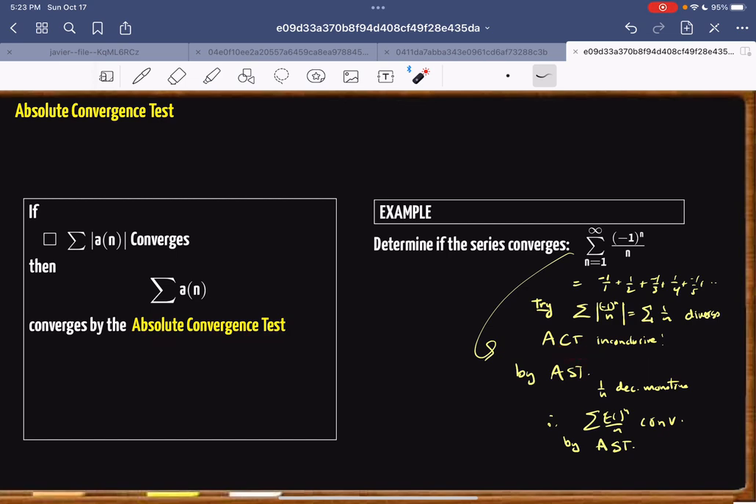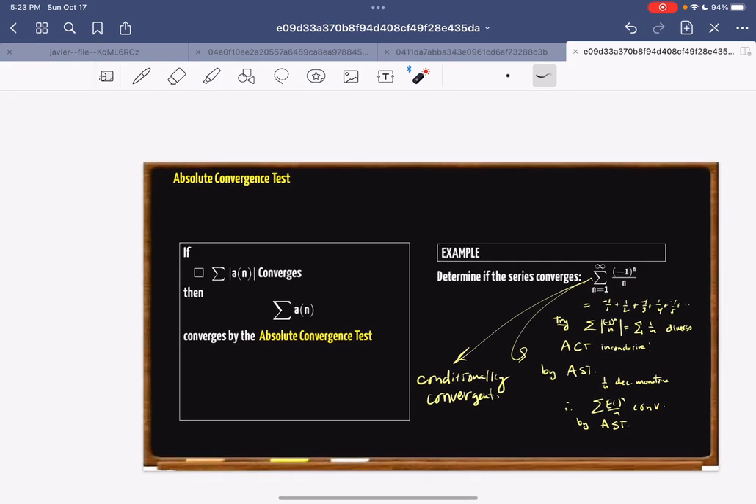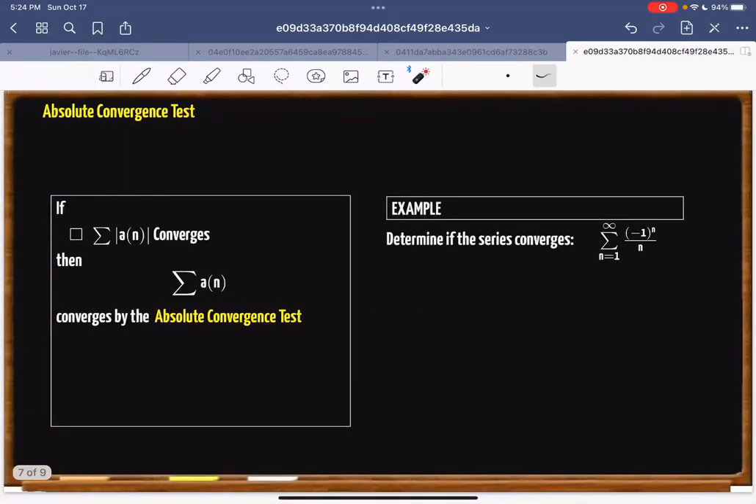Now when that happens, as I said earlier, this is called conditionally convergent, as opposed to absolutely convergent. Because, as I said before, if one of them diverges and the other one converges, it's called conditionally convergent. Okay? That's how we handle those.